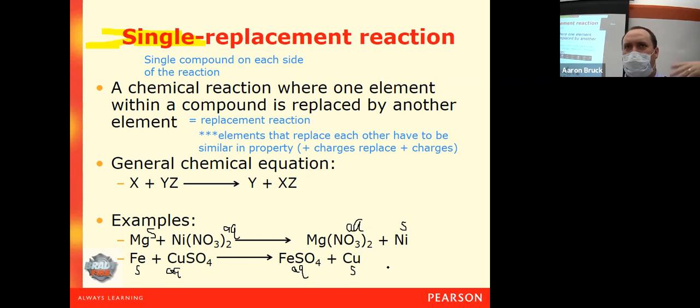That's the replacement part. The nitrates, they didn't do anything. They were aqueous before, they're aqueous after. Basically, what we see in a lot of replacement reactions are spectator ions, molecules that don't do anything. They just kind of stay where they are, and they more or less don't participate in the reaction. They're just there because we need something to balance the charge.